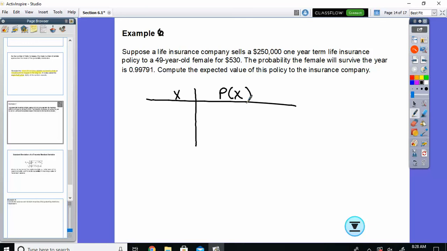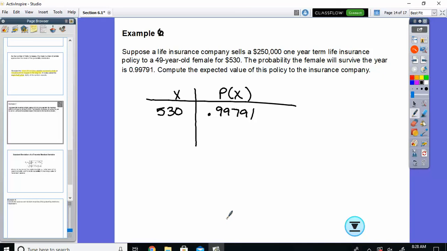Okay, so we have to think about what happens here. If this female survives, does the life insurance company make money or lose money? How much money do they make? 530. Okay, so the x, the value, is 530, and the probability of that happening is the probability that she survives the year, 0.99791.